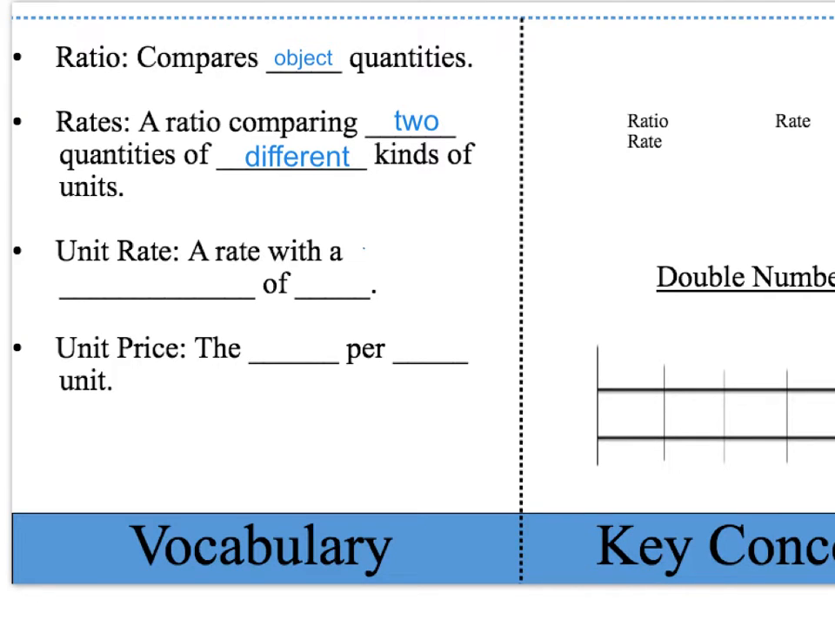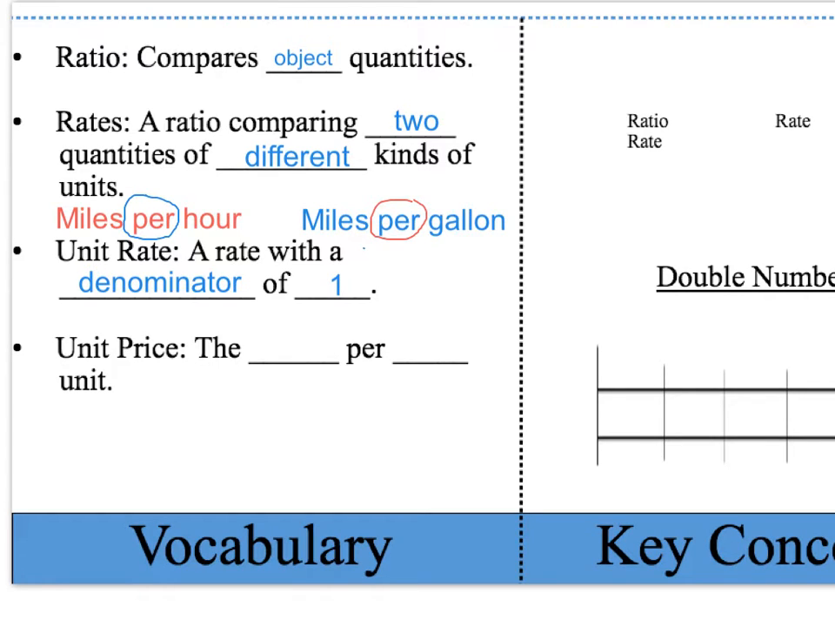The second vocabulary word is called rates. Rates are ratios, but they compare two quantities of different kinds of units. This includes miles per hour, and those are two different kinds of units. Miles is one unit, and hours is another unit. We can also have miles per gallon. Miles is one type of unit, gallons is another type of unit. Notice we have the word per in between. Anytime you have the word per, it means you're talking about a rate. So per means rates.